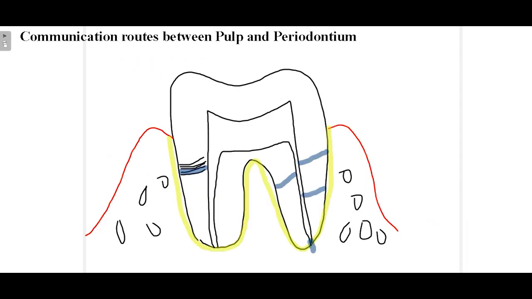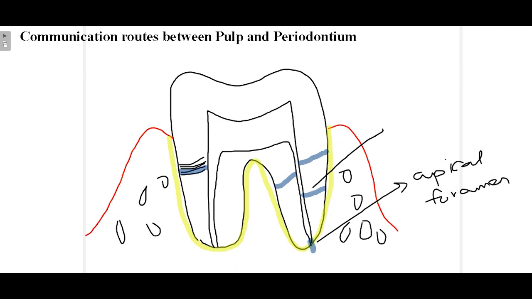Okay, now talking about communication routes between pulp and periodontium. As the tooth develops, there are certain communicating channels that are formed that help in communication between the pulp and the periodontium. So there are mainly three routes of communication between these two. First, and the foremost important, is this one. This is known as the apical foramen, the most important route of communication.